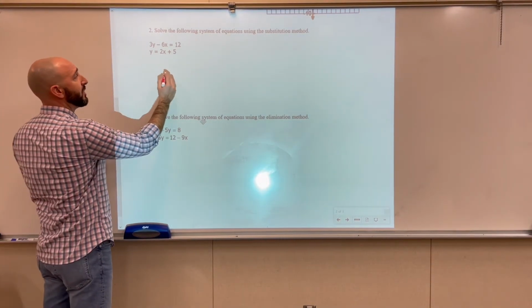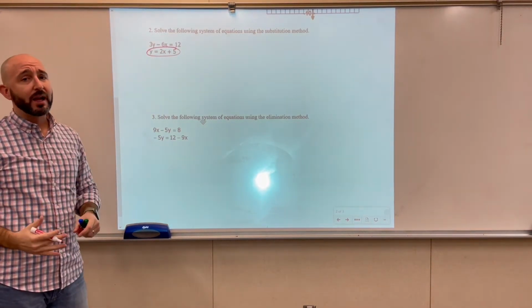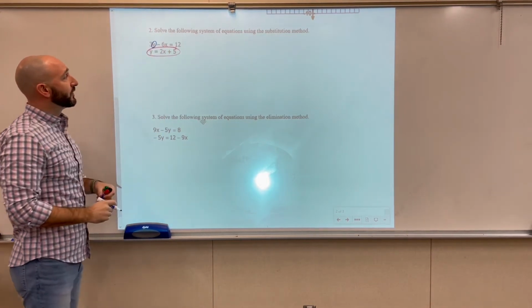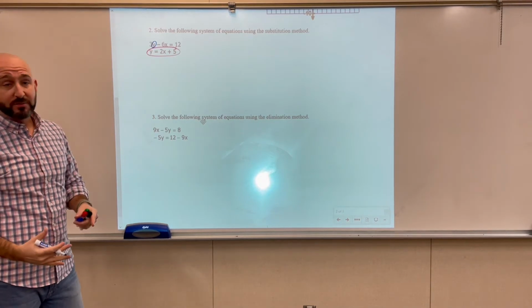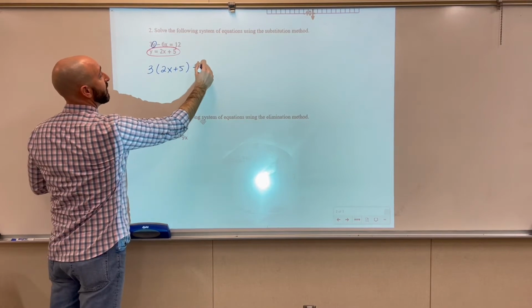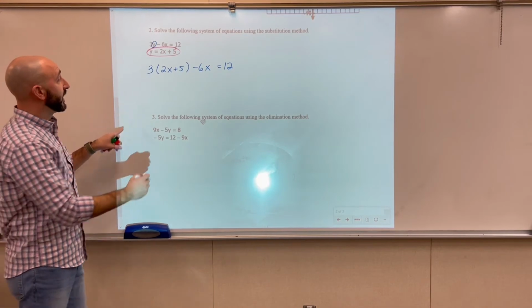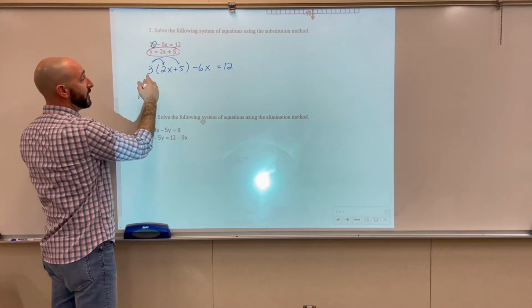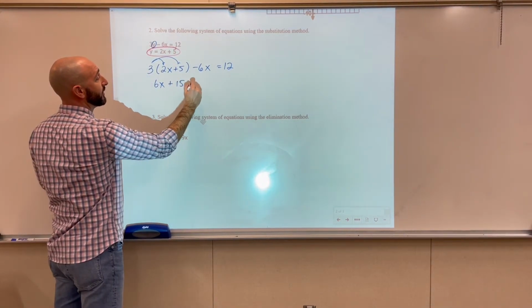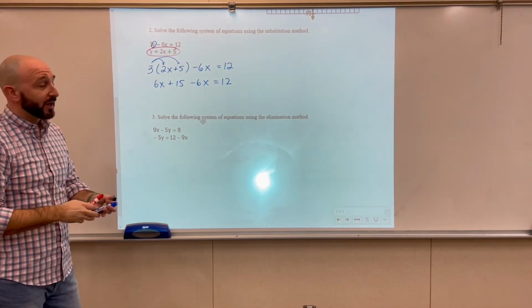Here, I think the best substitution to make, the second equation is solved for y in terms of x. So I'm going to replace y in the top equation with 2x plus 5. So we're going to get 3 times the quantity 2x plus 5 minus 6x equals 12. Okay, so again, I'm going to distribute. So 3 times 2x is 6x. 3 times 5 is positive 15.